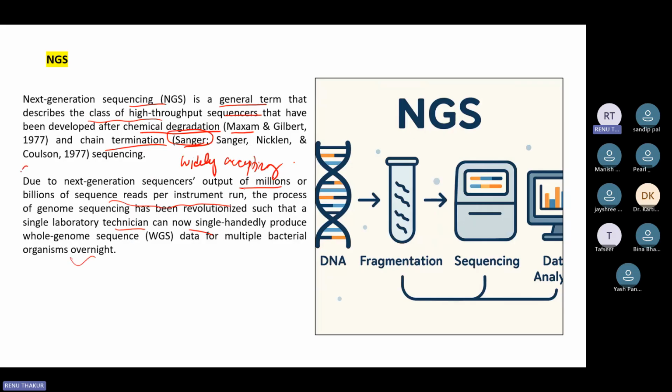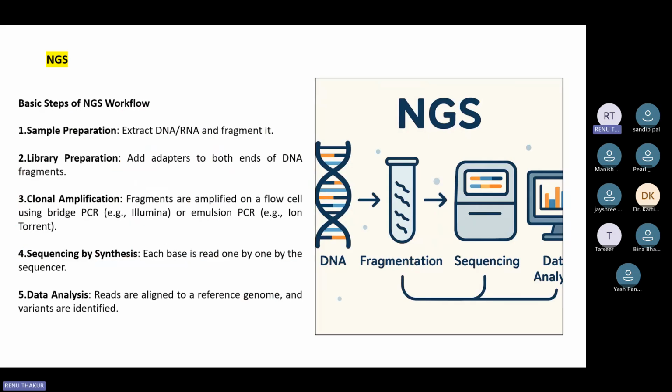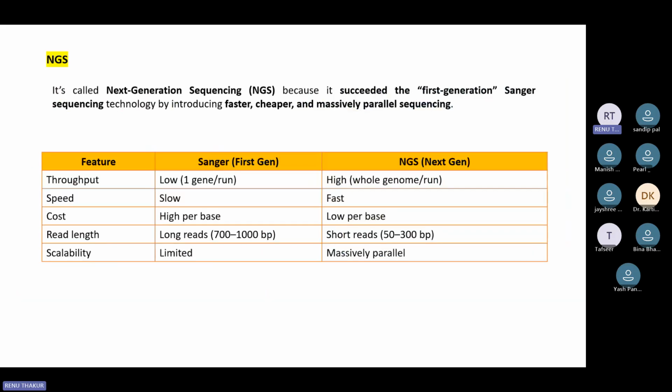So this is the main thing which I have explained to you: it is not possible for a single person to sequence millions of gut bacteria alone by a manual method. Nobody can do that. To replace that, we only need a single laboratory technician who can do billions of sequencing overnight. This is the major advantage of next generation sequencing. So this is the basic workflow: sample preparation, library preparation, then clonal amplification. As I told you, PCR is done before sequencing, then sequencing by synthesis, and then data analysis. These are the things which take place.